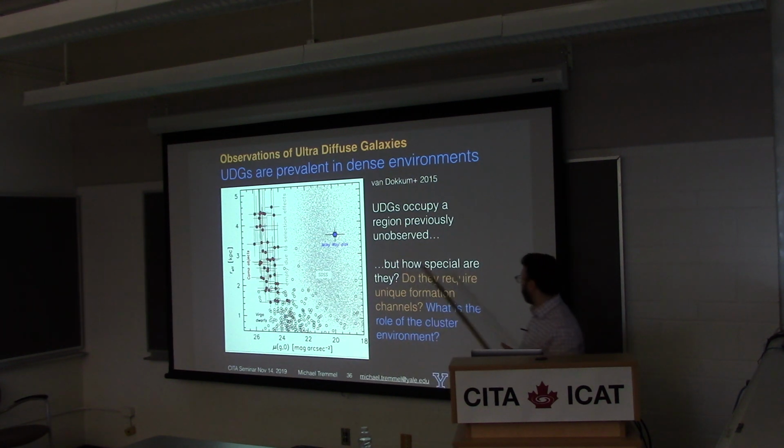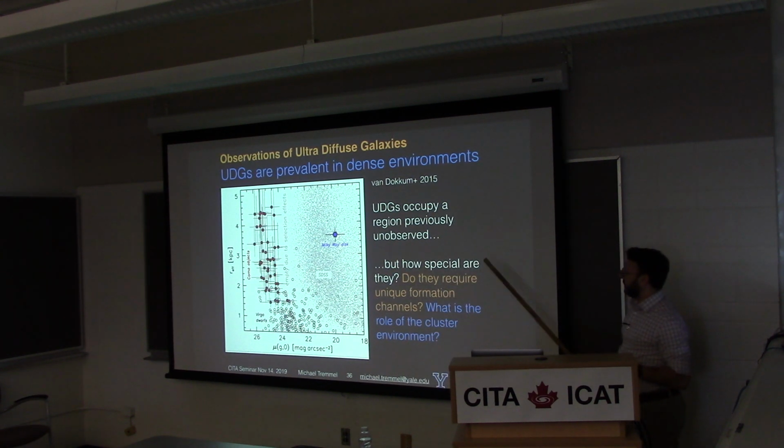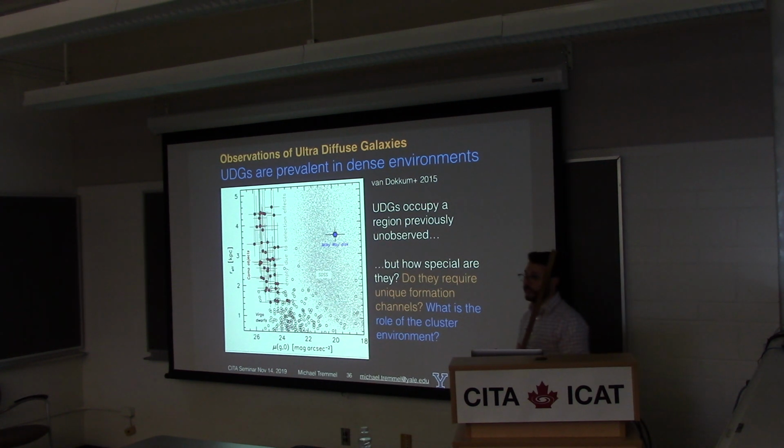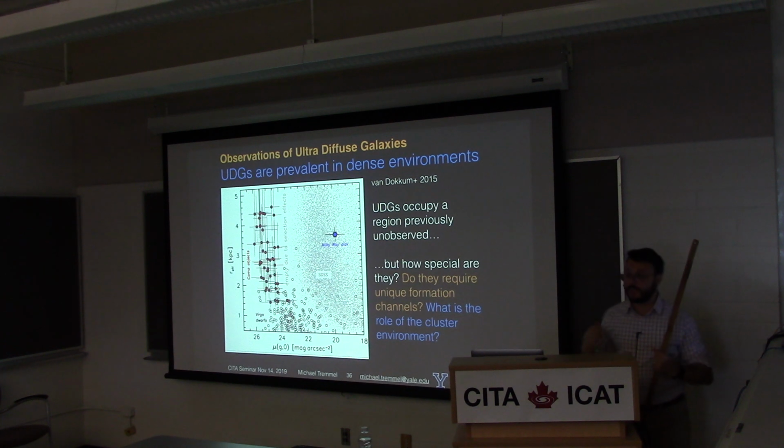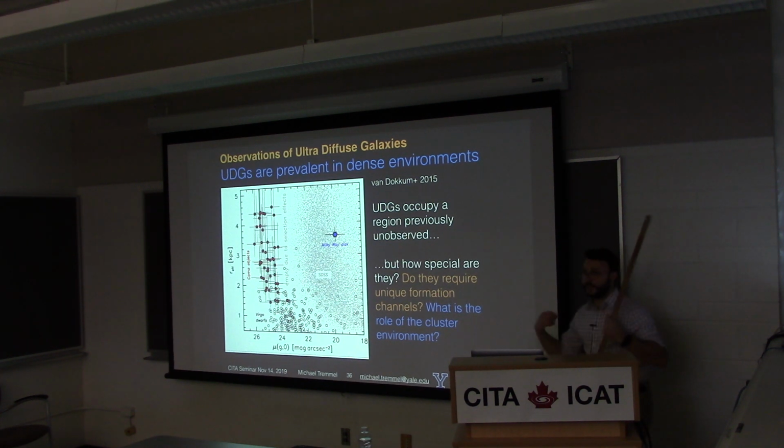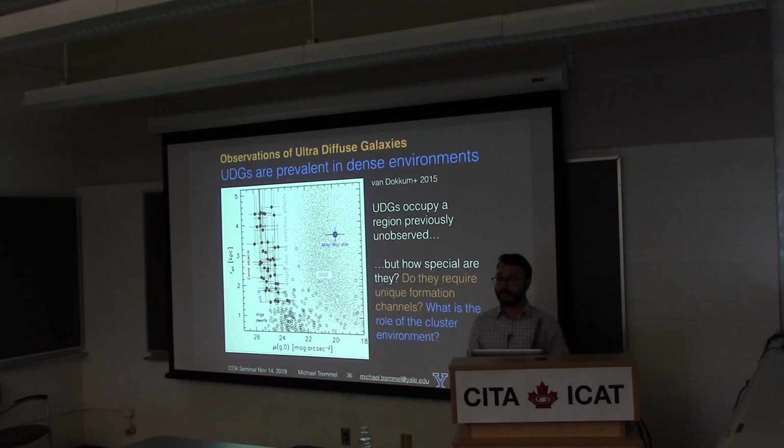And so the question, like I said, becomes, do these galaxies have a unique formation channel that requires a dense cluster environment? Have they had something happen to them that's very specific? And again, what is the specific role of their environment in driving their formation, driving these properties?